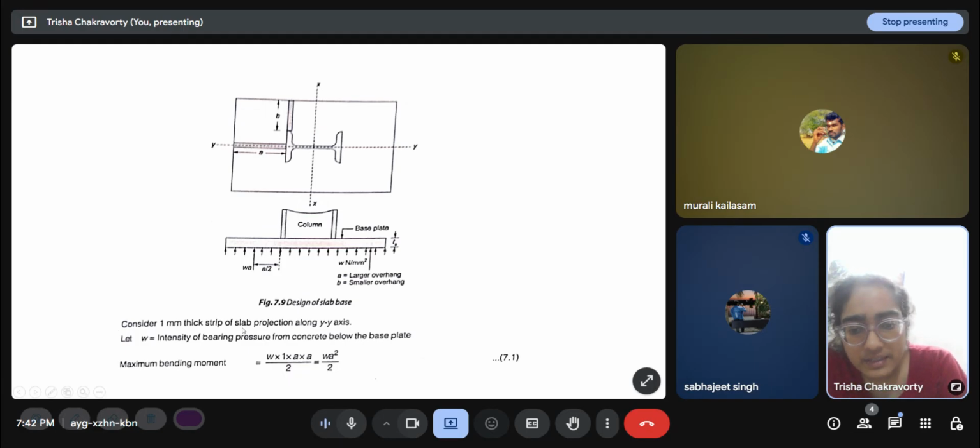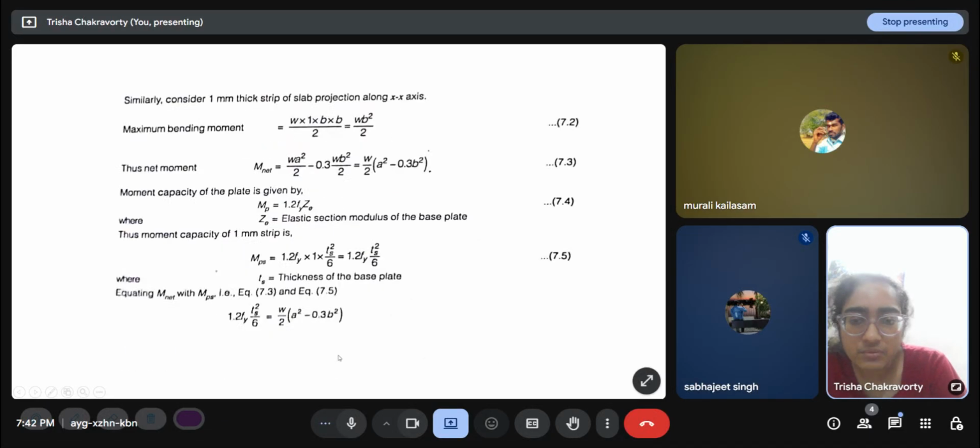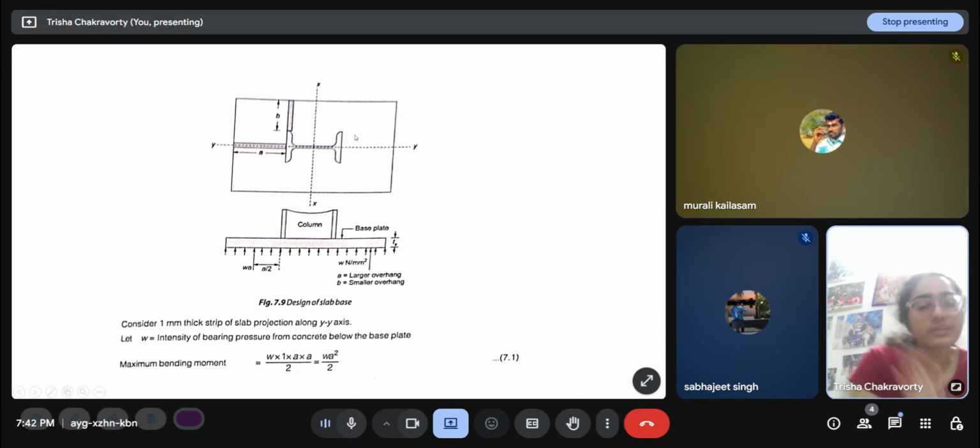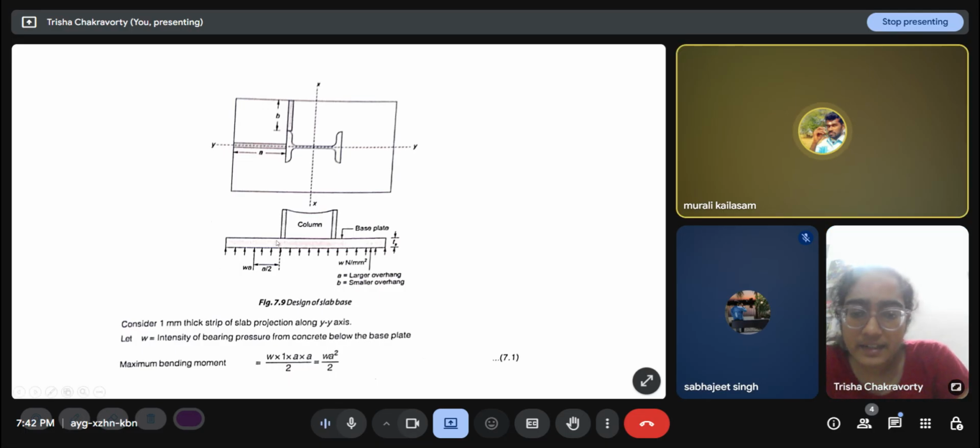Then the maximum bending moment is, we know, WL square by 2, right? So W into 1 into A square by 2. Similarly, consider a 1 millimeter thick strip of slab projection on the y-axis that will give W again. So this is one side view. Look at it from this side as well. Then the width will be B. Here it's A, here it's B.